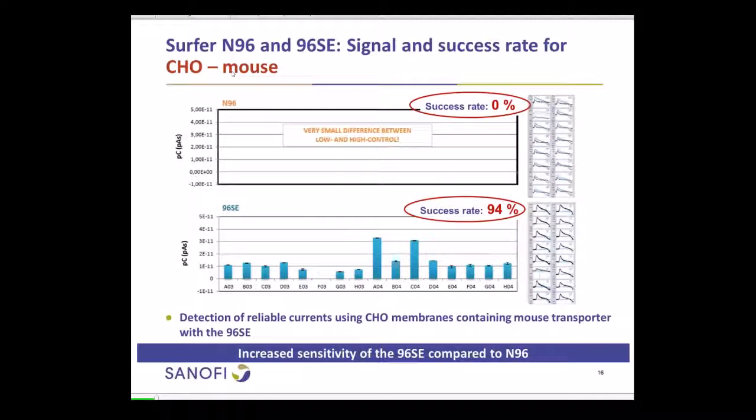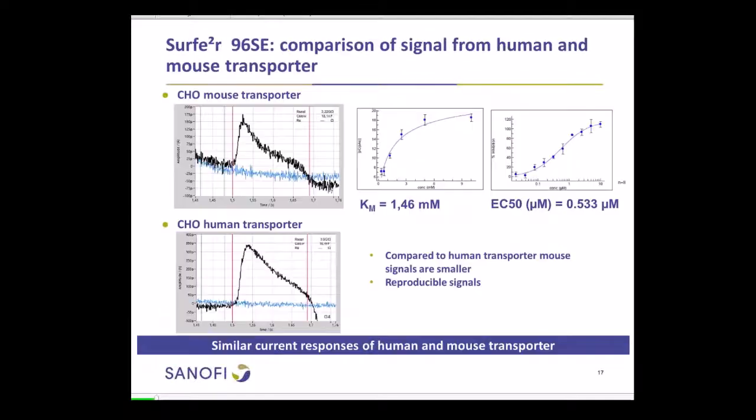And the success rate was also pretty high. But what is pretty clear is that the currents of the mouse transporter are smaller compared to the human transporter, which you can see here. The Km is more or less in the same range. We can now also check the compounds with the SURFE on the mouse transporter, which is important for further in vivo testing.